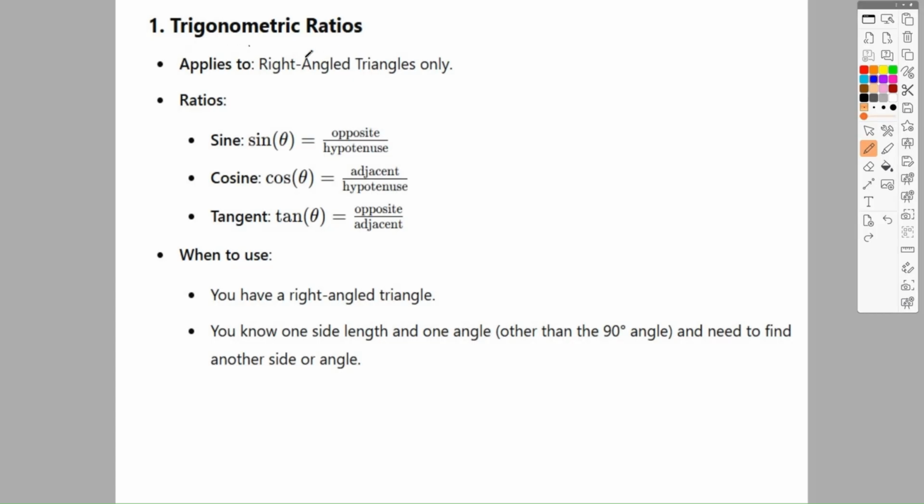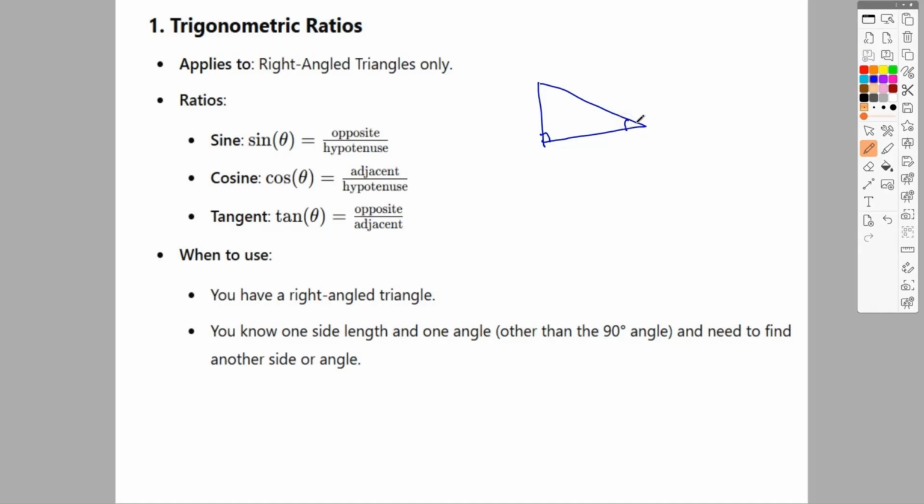So starting with trigonometric ratios, they apply to right angle triangles only. That means the triangle should be a right angle triangle. The ratios that we have are sine, cosine, and tangent. Sine equals opposite over hypotenuse, cosine equals adjacent over hypotenuse, and tangent equals opposite over adjacent.